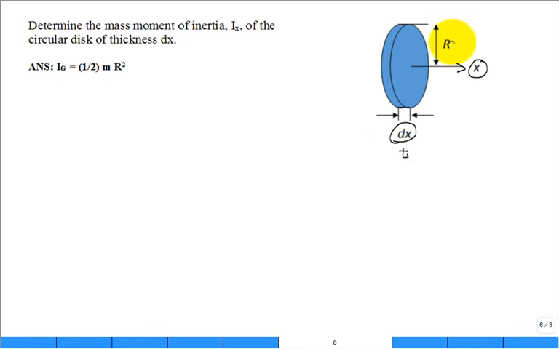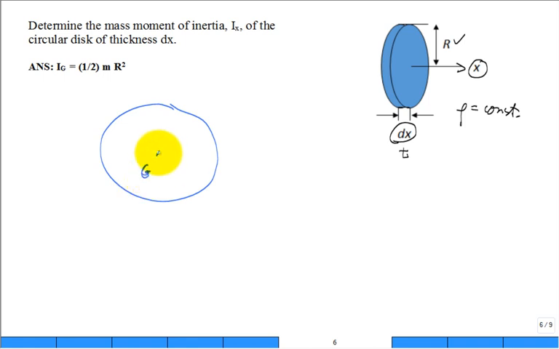All right, what is the radius of the disk? R. And it's homogeneous, the density is constant. So to determine the mass moment of inertia of that circular disk of thickness dx, how do we do that? Well, I would look at it like this. I would put the disk this way and look head on to it. And this is the center, G, of that disk, all right? And we're going to talk about going out a location r.